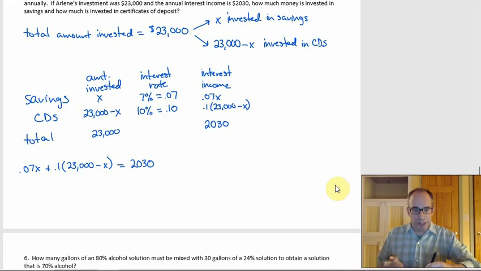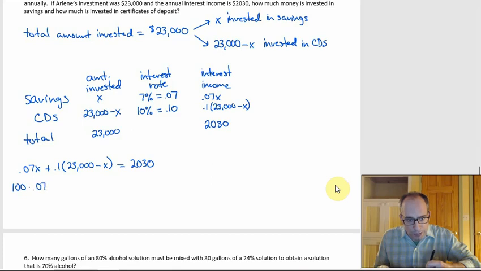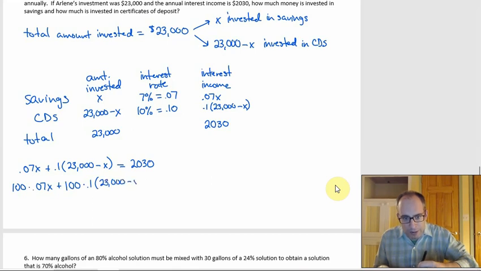So you have to multiply both sides by 100. And because I'm almost out of space here, I'm going to skip to the point where you would just have the 100 distributed. So 100 times 0.07x plus 100 times 0.1 times (23,000 minus x) equals 100 times 2030.